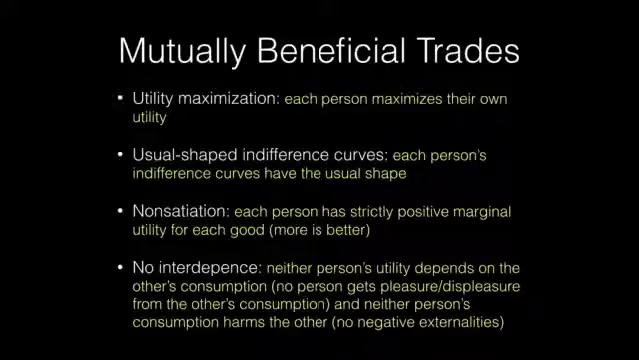The only difference is that we have an individual whose indifference curve and origin are on the upper right hand side, and then moving downwards and to the left are allocations on indifference curves that have higher levels of utility. Again, no non-satiation. Each person has strictly positive marginal utility. That is, the more they consume, the better off. And there's no interdependence. That means that the utility of Jane does not depend on the consumption of Denise, and the utility of Denise does not depend on the consumption of Jane.